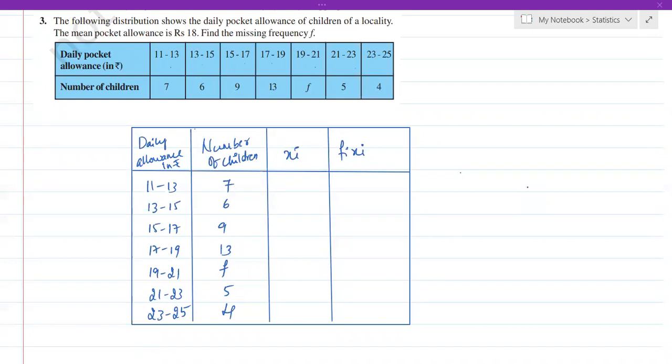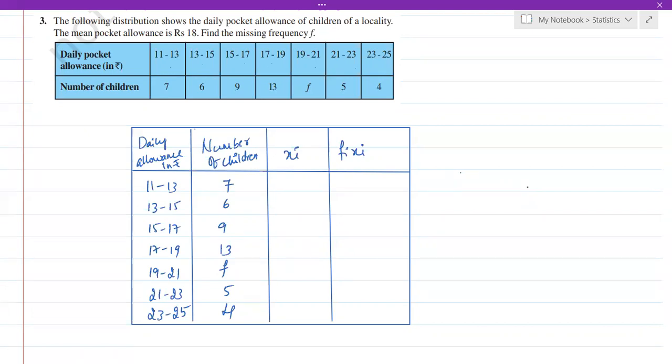In the third question, the following distribution shows the daily pocket allowance of the children of a locality. The mean pocket allowance is rupees 18. So the mean value is given. What we have to do is find the missing frequency, that is the value of f. Whenever we are trying to find the missing frequency, we'll be using the direct method itself, or you can use any method to find it.